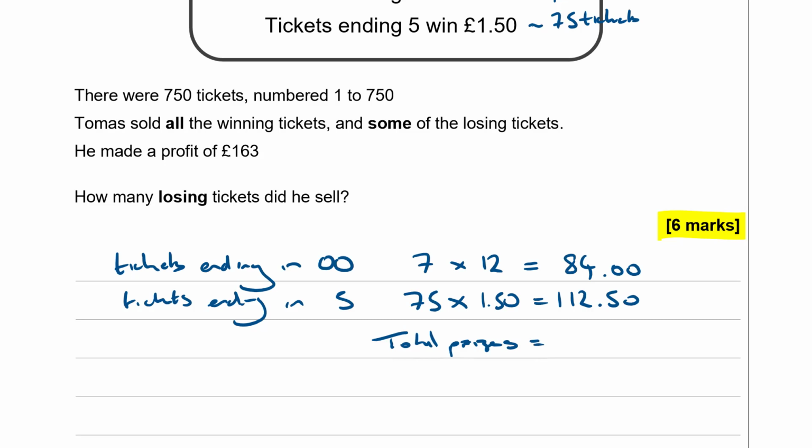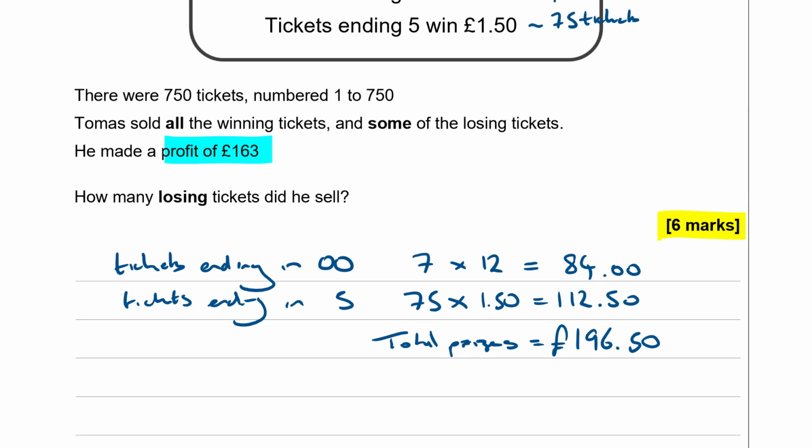Is those two added together. So adding on the £84 is £196.50. Okay, so that's the money he paid out. Now after he paid out that money, he still had a profit of £163.